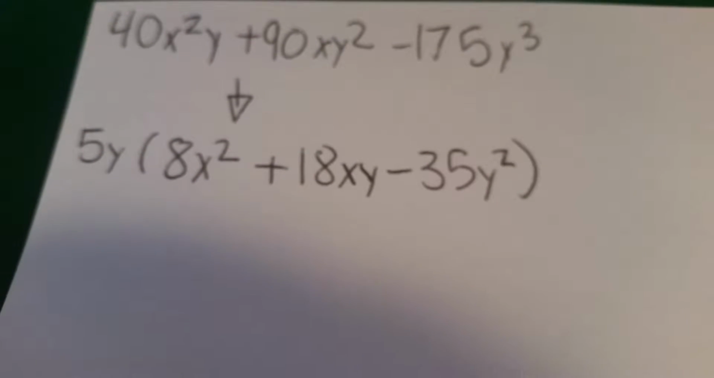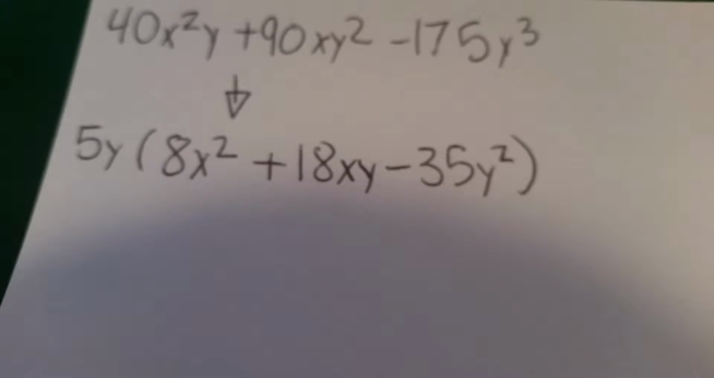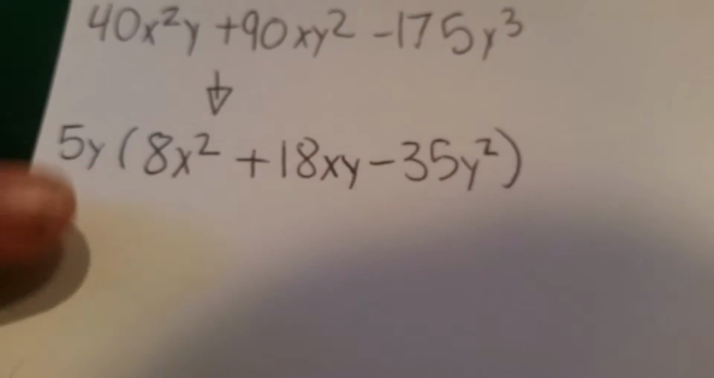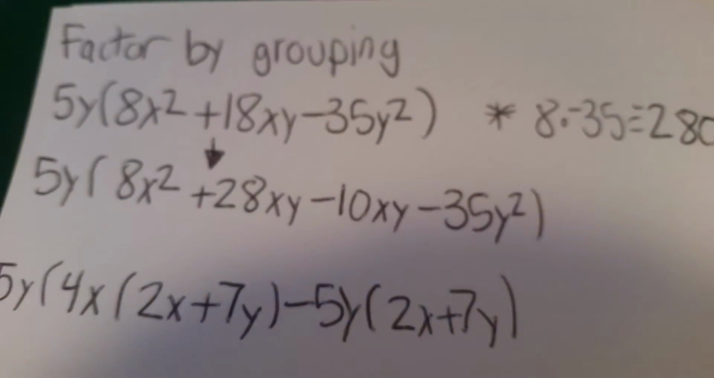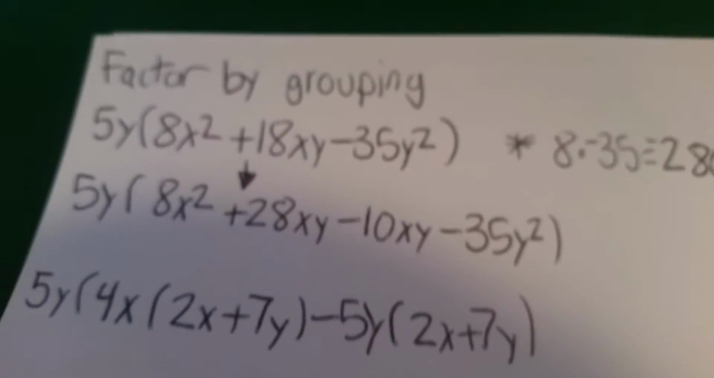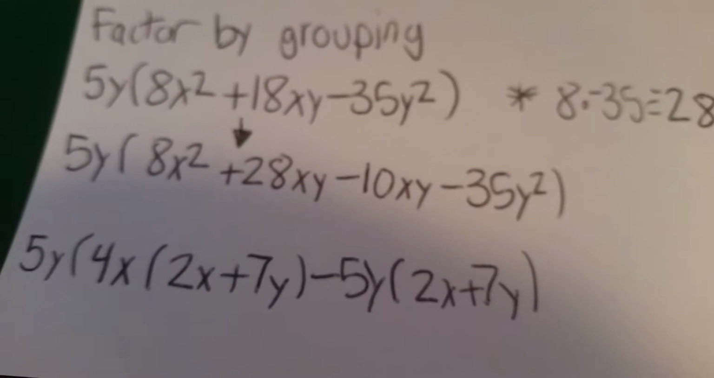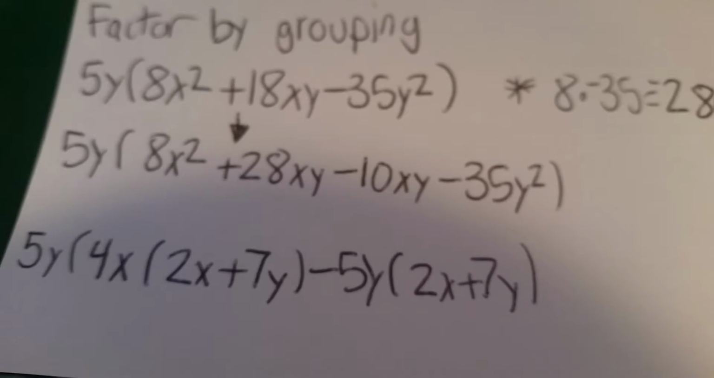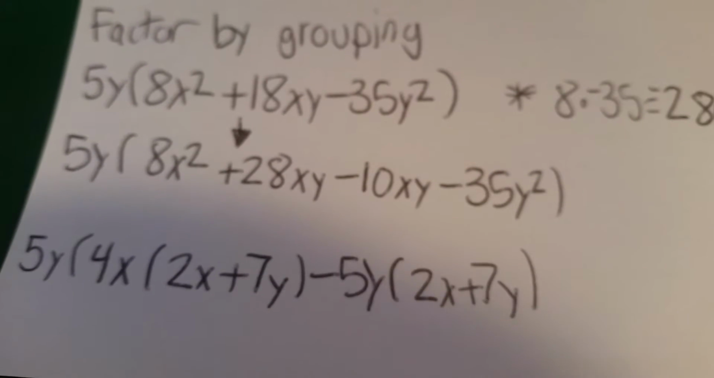I figured out that there was a 5y, so after you took out the 5y, it would be 8x squared plus 18xy minus 35y squared. After looking at the equation, I thought the simplest way to factor this out would be factor by grouping. So factor by grouping is basically one of the ways you just factor.